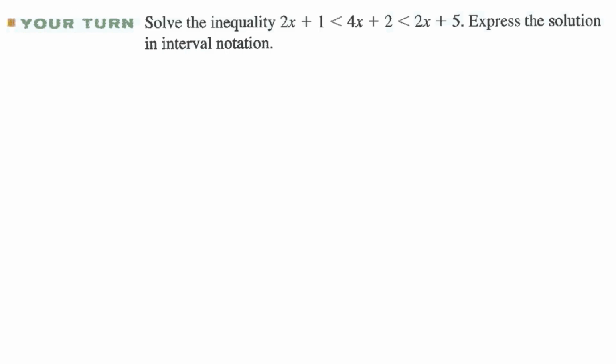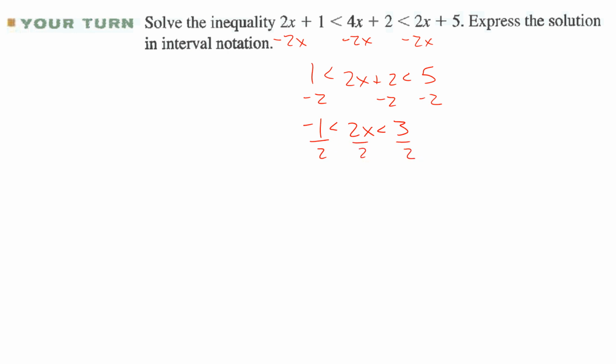All right, your turn. Give this a shot. If you did this correctly, we're going to subtract 2x first. And so we'll get 1 less than 2x plus 2 is less than 5. We'll subtract 2 everywhere. Negative 1 is less than 2x less than 3. Divide everything by 2. So negative 1/2 is less than x, less than 3 over 2. Interval notation, negative 1/2, comma, 3/2, and parentheses on both. All right, we'll see you in class next time.